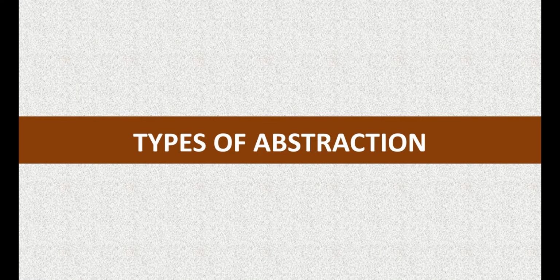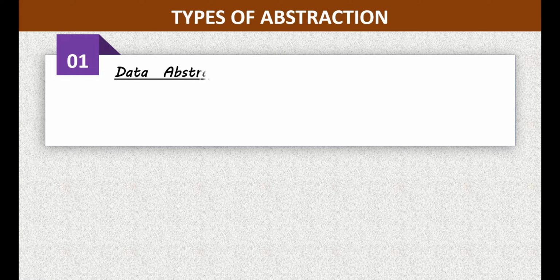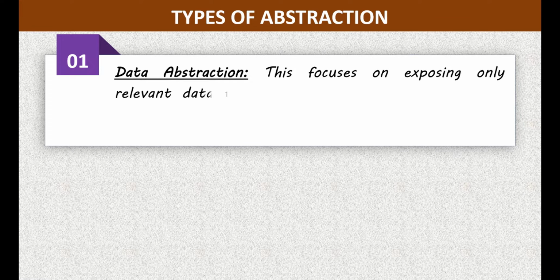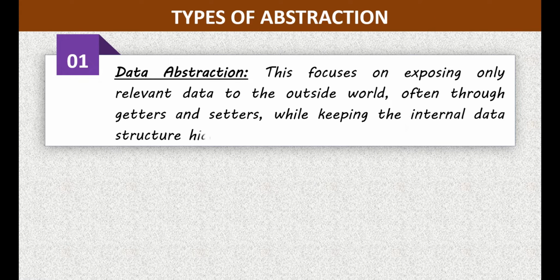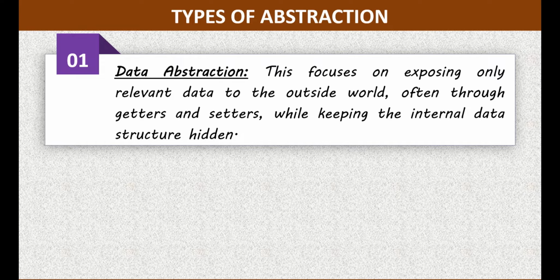Now let's move to the next topic, types of abstraction. There are two types of abstraction. First is data abstraction. This focuses on exposing only relevant data to the outside world, often through getters and setters, while keeping the internal data structure hidden. We try to understand data abstraction with the help of an example.